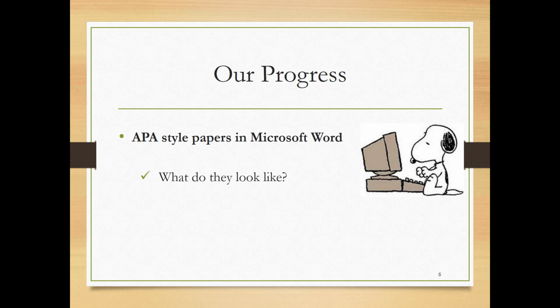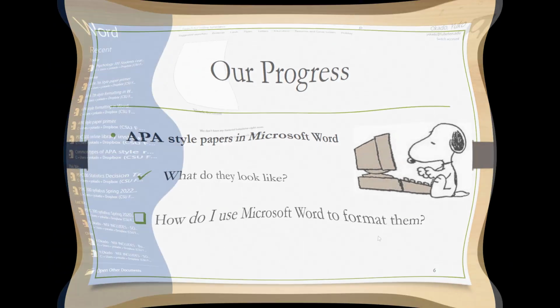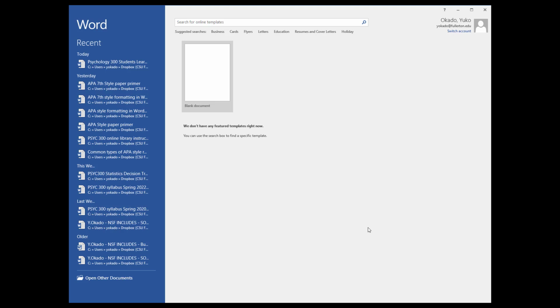So now that you're a wizard at knowing what APA style papers look like, now let's talk about how to use Microsoft Word to format those APA style papers that you're going to write so brilliantly in future classes. Okay, so here is what I see when I open up Word on my machine, which is a PC. I believe it may be running Windows 10.